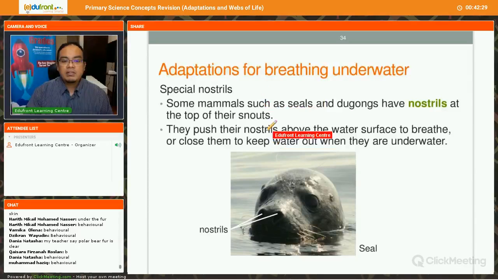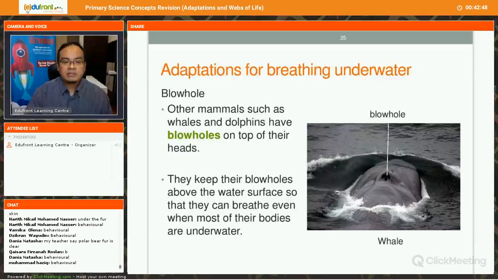And some animals have special nostrils, such as seals and dugongs, which have nostrils at the top of their snouts. So you can see here the nostrils. They push the nostrils above the water to breathe and close them to keep the water out when they are underwater. So this is the seal. And some animals have blowholes, such as whales and dolphins, at the top of their head. This blowhole is kept above the water surface so that they can breathe when most of their bodies are underwater.